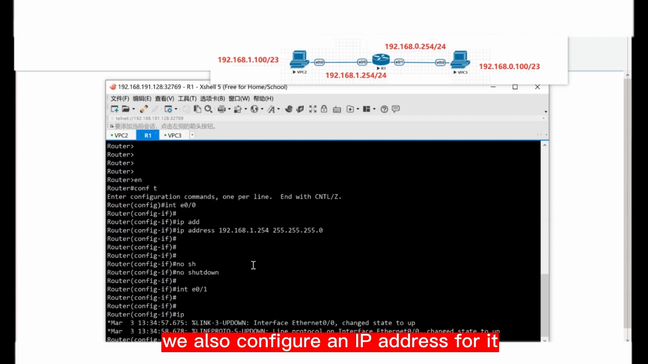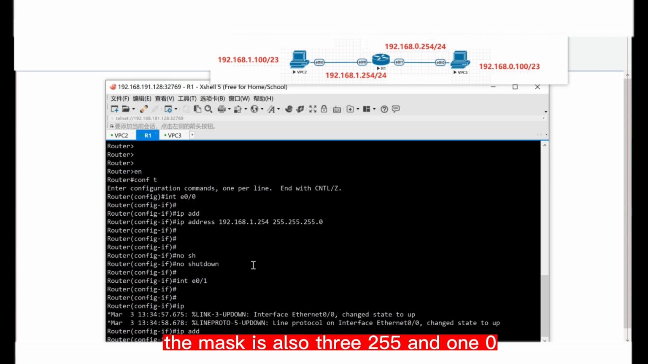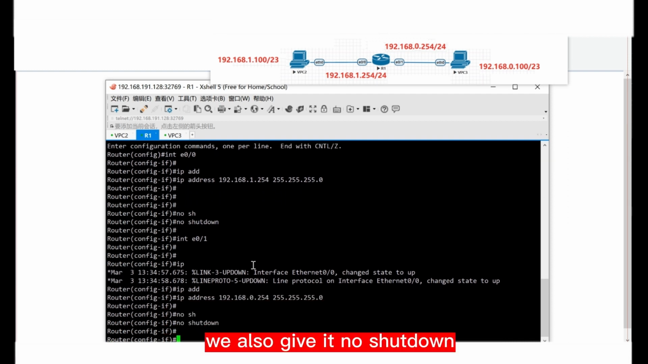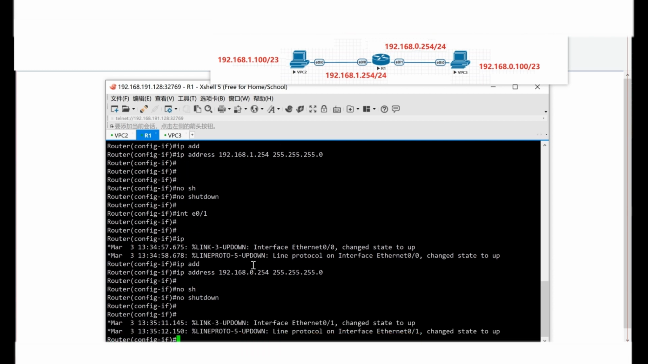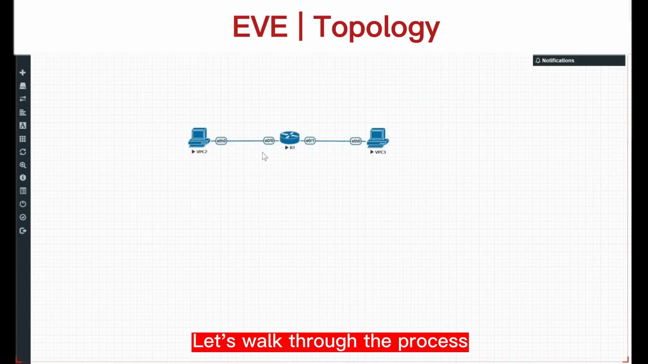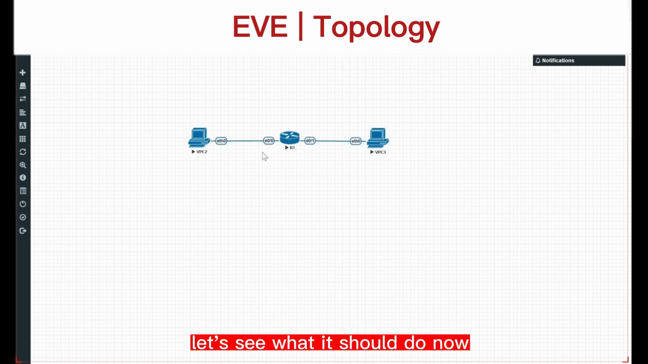We also configure an IP address for it. It is 192.168.0.254. The mask is also 255.255.255.0. We also give it no shutdown. It is now configured. Let's walk through the process. As a PC, let's see what it should do now.